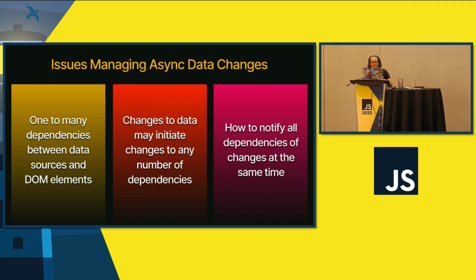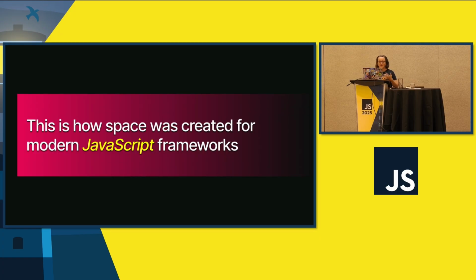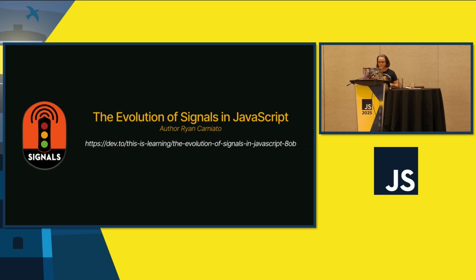And so we needed a way to notify all the dependencies of the changes at the same time and get the DOM to refresh at the same time. These are really some of the problems that are defined in the observer pattern, right? So this is how space was created for modern JavaScript frameworks.